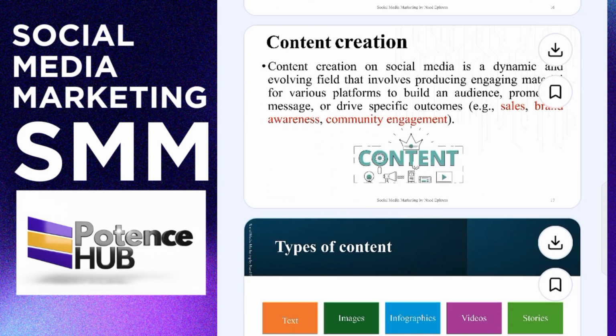Now, creation of content, very important. Content creation is very, very important. You have to be dynamic in your content creation. Also evolve, know what is going on. You don't have to just be stereotyped. You don't want your only approach to be to just create content.